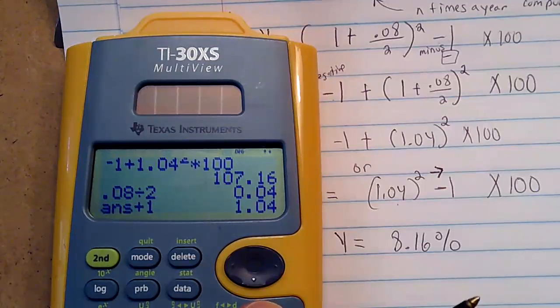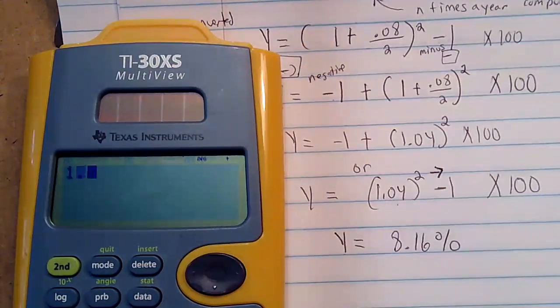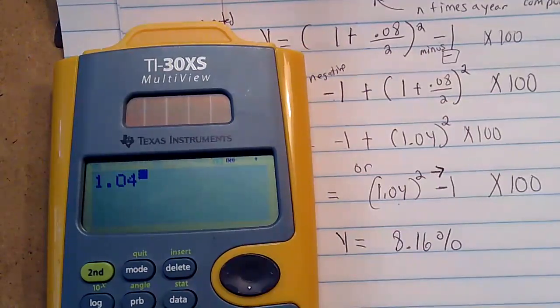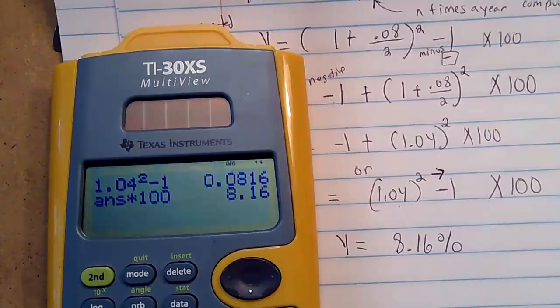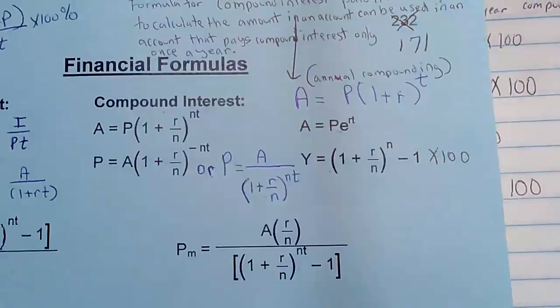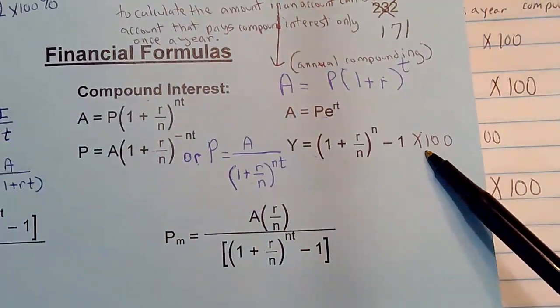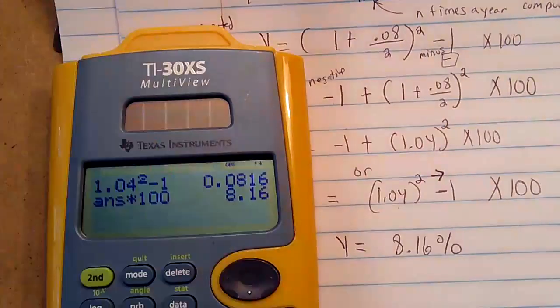So let me try without the 100. If I do 1.04 raised to the second power, and then push this arrow to bring it down, and then minus 1 equals, and then do times 100, then I get 8.16. So we have to be careful here, because maybe I need brackets around this, since it doesn't like it with the times 100. The only thing I did differently was I didn't put it in brackets.